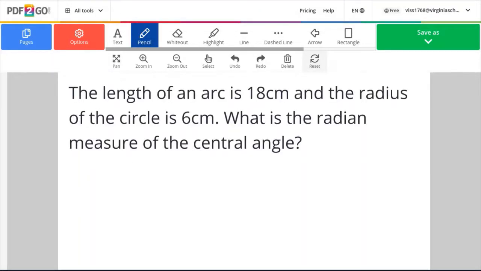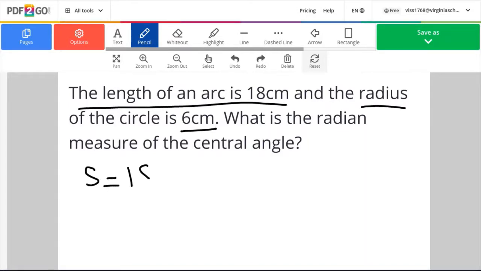The length of an arc is 18 centimeters, and the radius of the circle is 6 centimeters. What is the radian measure of the central angle? To solve this question, first we need to see what's given and what's required. What's given to us here is the length of the arc, which is 18 centimeters, and the radius of the circle, which is 6 centimeters. So here we write arc length equals 18 centimeters, and R, the radius of the circle, equals 6 centimeters. And what's required is the radian measure of the central angle.